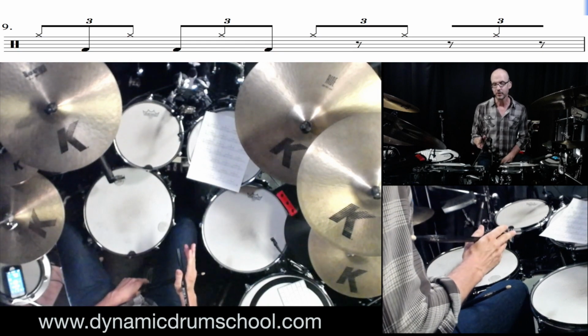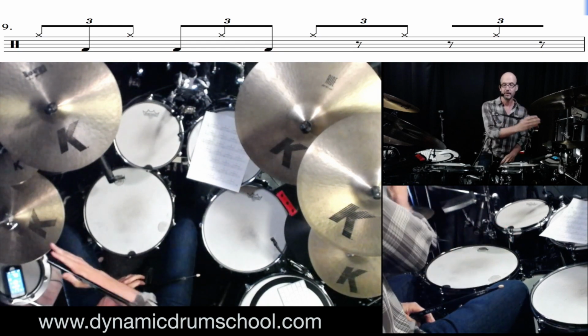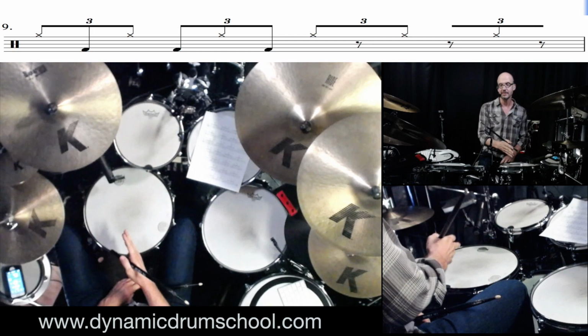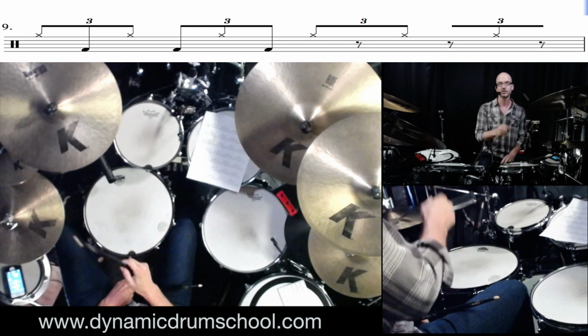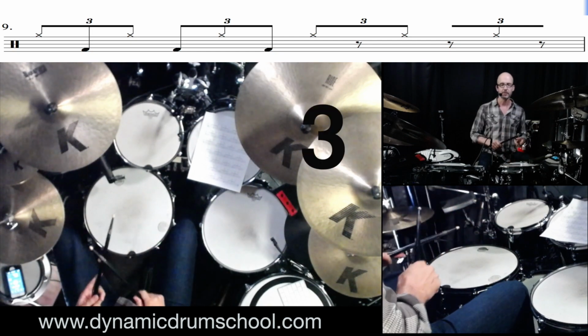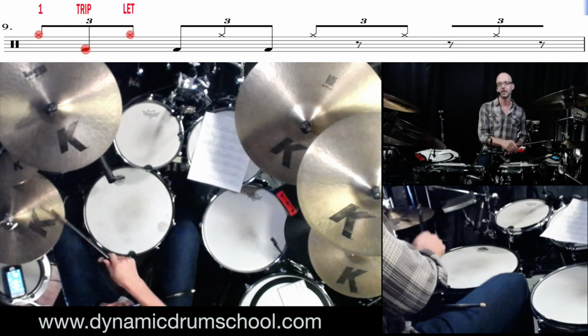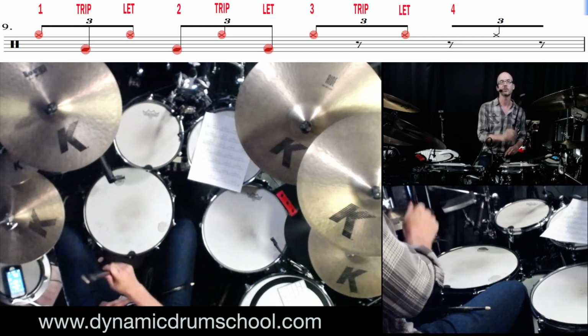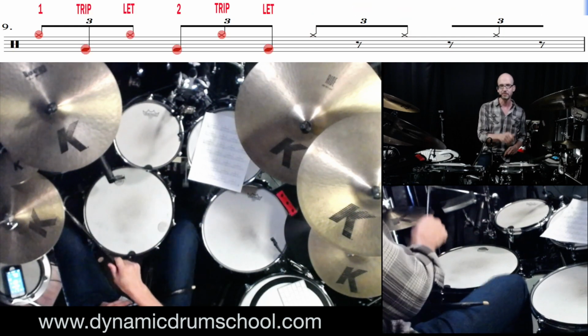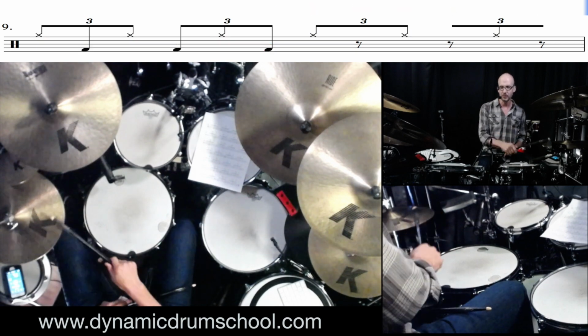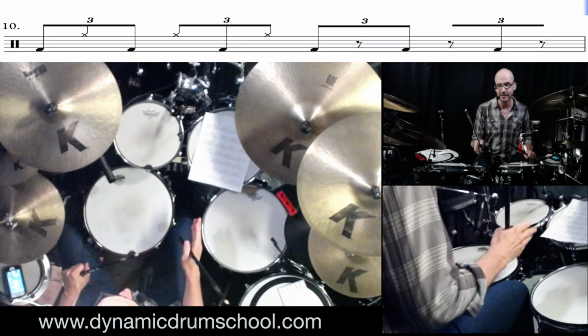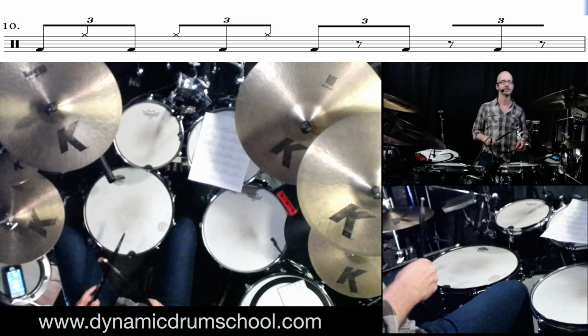Now the next example, we're going to play back and forth between the hi-hat and the bass, and then the second half of the measure, we're just going to play the quarter note triplet. 3 triplet, 4 triplet, 1. Now the opposite, leading with the bass drum.